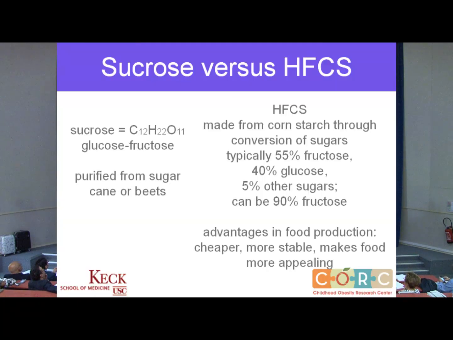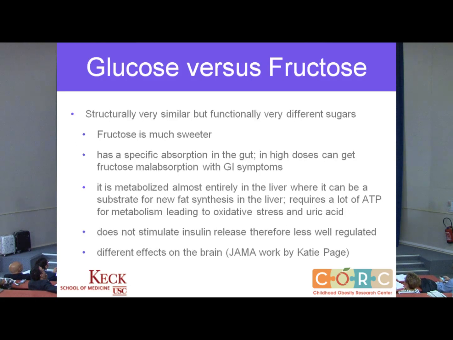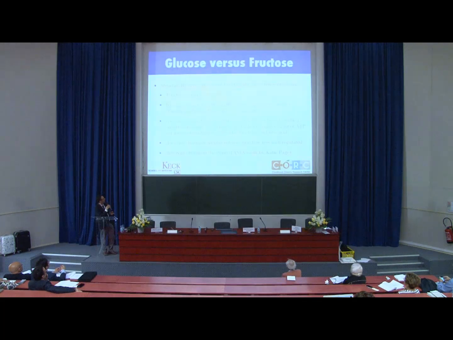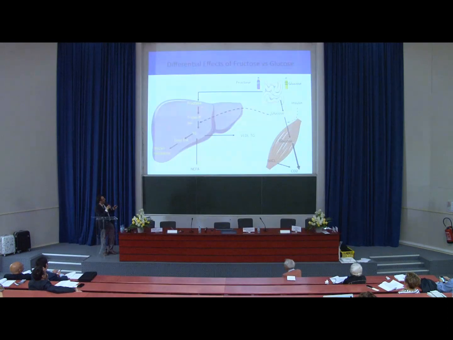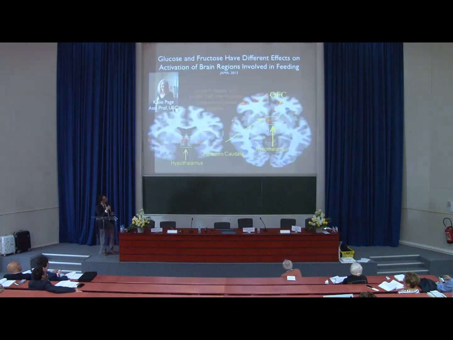And fructose, as a monosaccharide, has very different metabolic effects. Just very quickly, it's a much sweeter sugar. It does not elicit an insulin response. It does not elicit a leptin response. So it goes metabolically unchecked in the diet. Fructose is metabolized almost exclusively in the liver, where it is converted to triose phosphate and then triglycerides, packaged for either export into the circulation or accumulated in the liver, causing insulin resistance. So this is why high levels of fructose exposure are damaging to the liver.